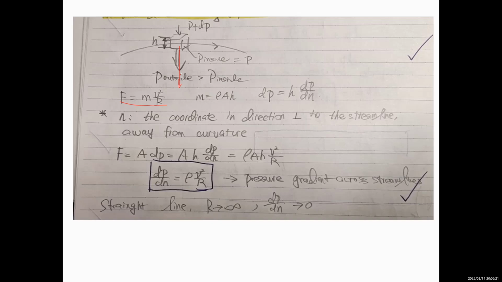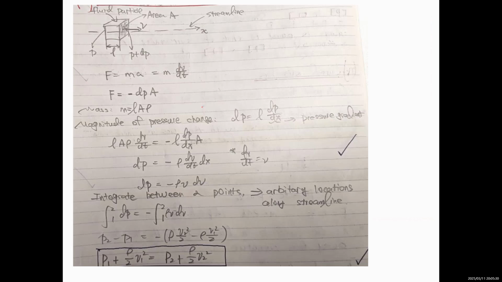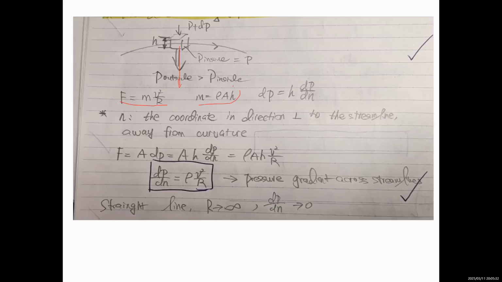So what you'll find is you can use a similar technique to the one we used in deriving Bernoulli's equation. Mass is equal to rho A h. And here, similarly, dP is equal to h, which is the height of the particle, times dP over dn. And dP over dn is similarly the pressure gradient, and n is the coordinate in the direction perpendicular to the streamline, away from the center of curvature. So n is in this direction, and you get dP.